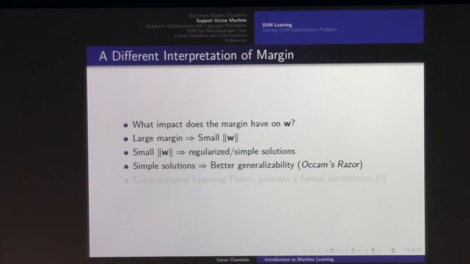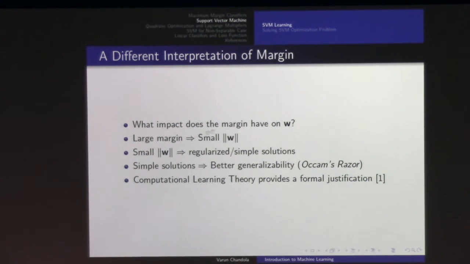And if you read up more theory in the literature on computational learning theory, you will see formal justification of this. There's an excellent book by Vladimir Vapnik, who invented support vector machines, called Statistical Learning Theory, that sketches all of this out. If you're interested, you can look at it. But today we are just going to assume that by maximizing the margin, we are going towards better generalizability as well.